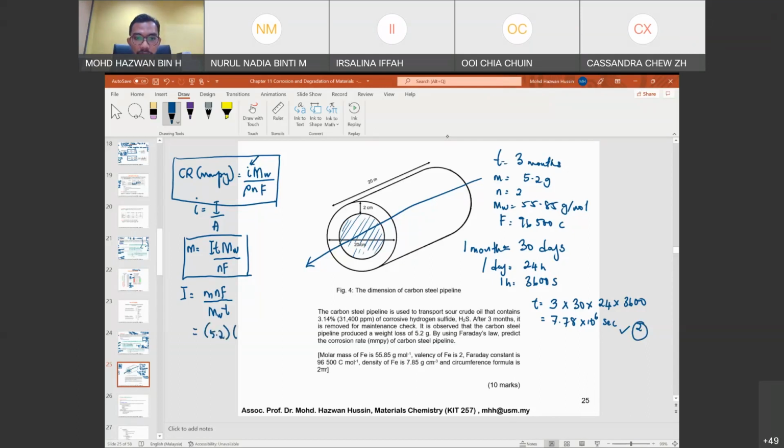5.2 multiplied by 2, F is 96,500, divided by 85.85 multiplied by 7.78 times 10 to the power of 6. So I would like someone to calculate this. Is Muhammad Hakim there? Have you calculated? Not yet. Whoever has calculated can write in the chat. We can check after this.